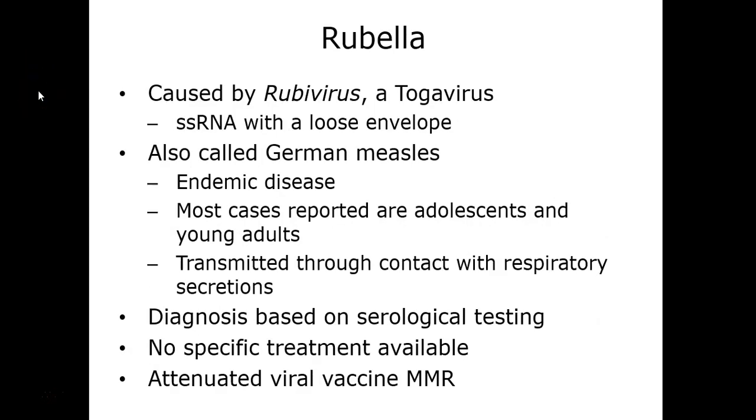We mentioned rubella a little while ago, which is caused by the rubivirus, which is a togavirus. So this is a single-stranded RNA virus with a very loose envelope. It causes a condition known as German measles, and it's transmitted through contact with respiratory secretions.